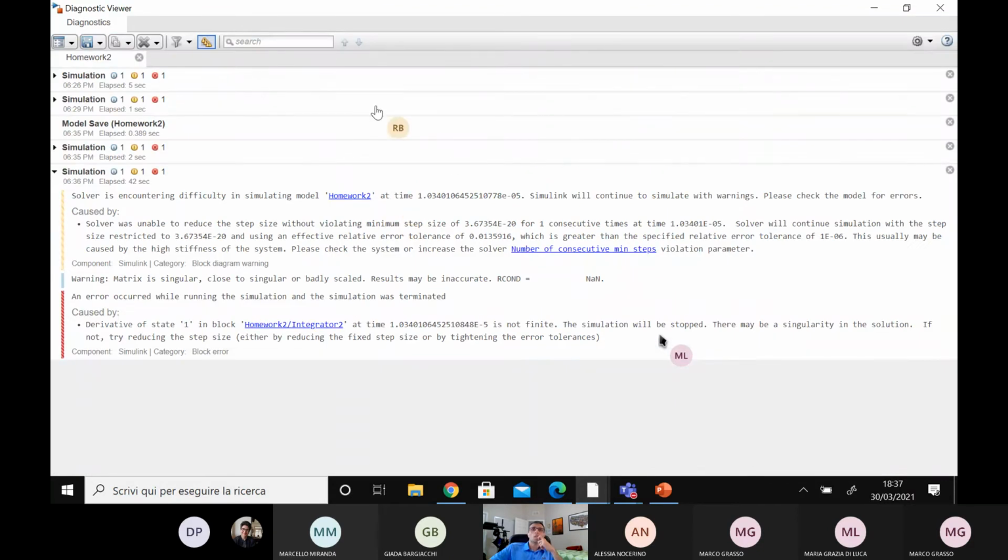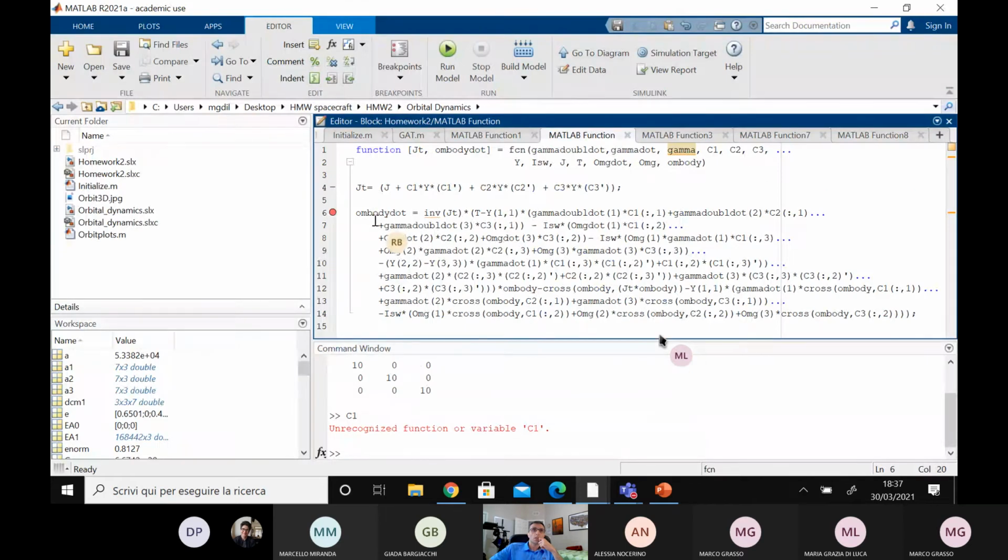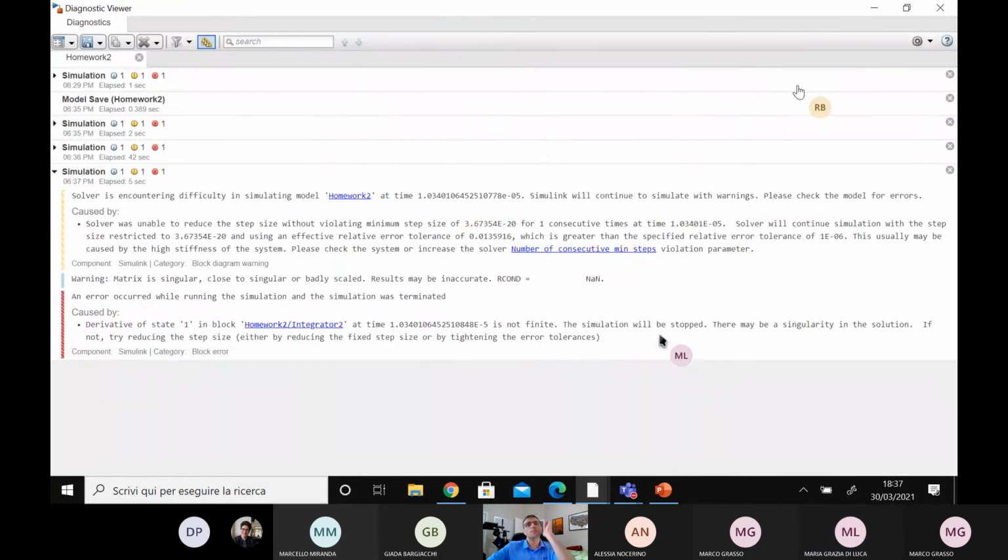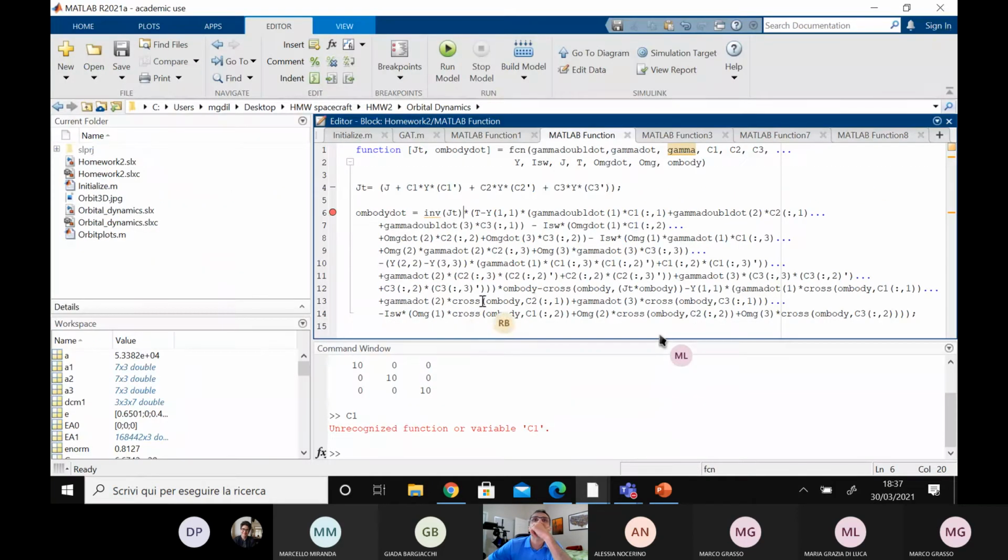Oh man, what have I done? Let me start over again. Does this one clear everything every time? Does it clear the variables and everything when I run? I think so. It doesn't even get there. It doesn't even get there.